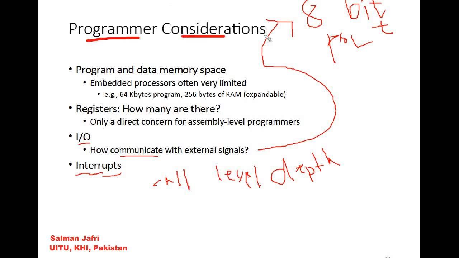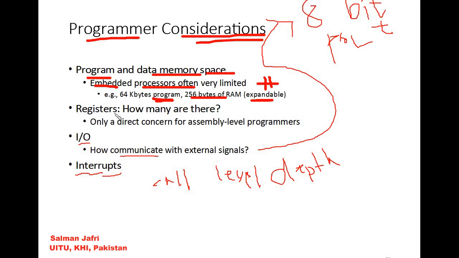Now let's look at some programmers' considerations. The first is program and data memory space. Embedded system processors are very limited in terms of program and data memory space. For example, 64K program memory, 256 bytes of RAM, right? They might be expandable, or might not be expandable. So you must work in a very constrained environment when you are working on embedded processors. So you have to code very efficiently, and the tools also have to work very efficiently.